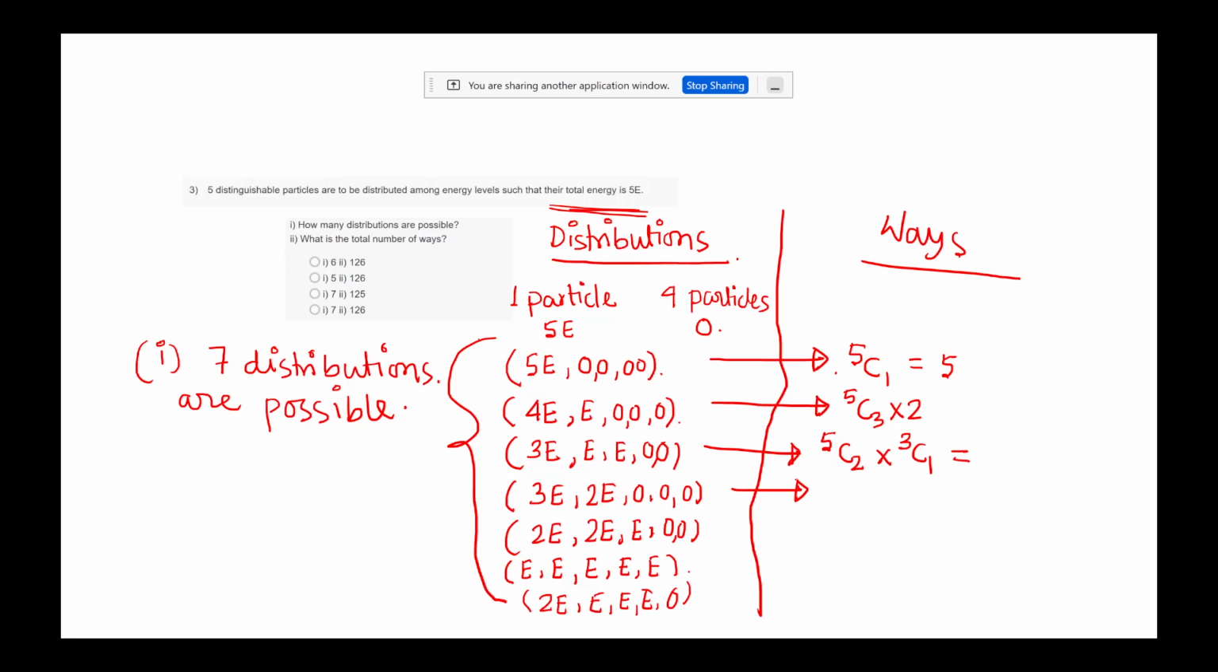Here 5C3 times 2. This one is the same as this one, 5C2 into 3C1. This one is only one, the second one. And this one, 5C1 into 4C1.